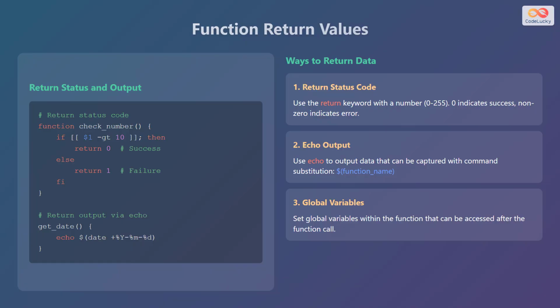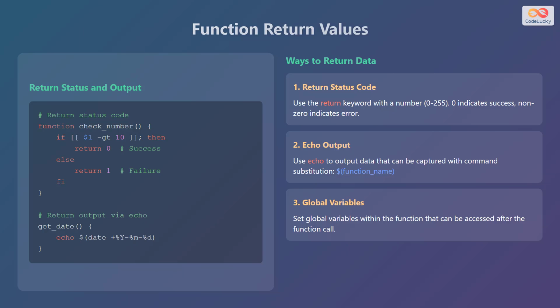Now let's explore function return values. Functions can return both a status code and output data. First, we'll look at how to return a status code. We define a function named check_number. If the number passed as a parameter is greater than 10, it returns 0, indicating success. Otherwise, it returns 1, indicating failure.